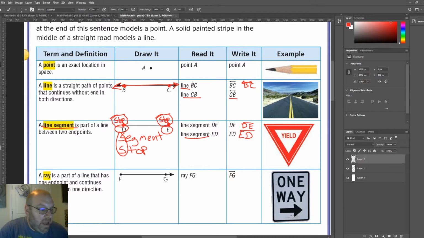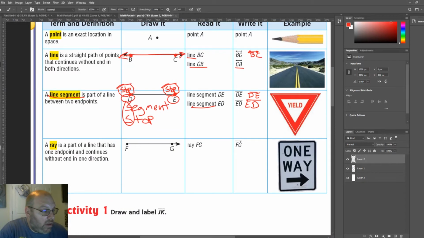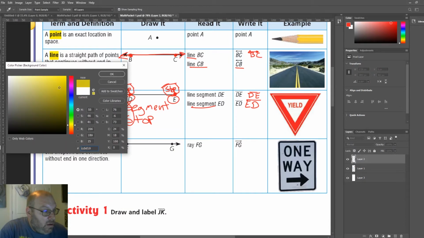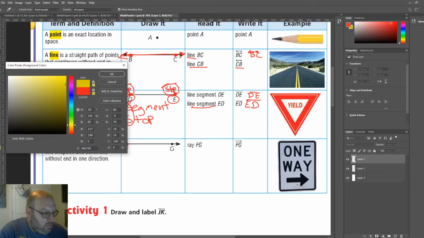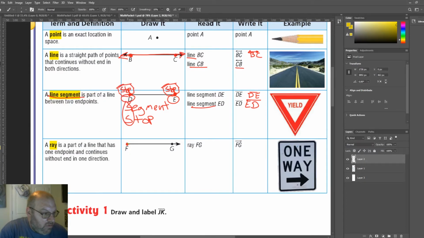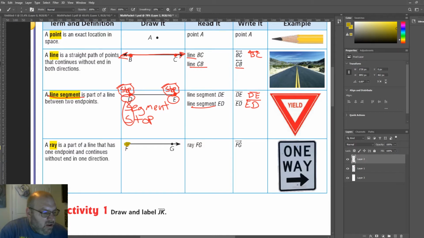Okay? Now, when we start talking about rays, rays start at one point. Let me get another color here. Yeah. So rays will start at one point. Make it a little darker. I don't know if you can see that. We'll do like a goldy color. There we go. Rays will start at one point and go all the way around the world one way. Okay? So rays start at one point, go all the way one way.